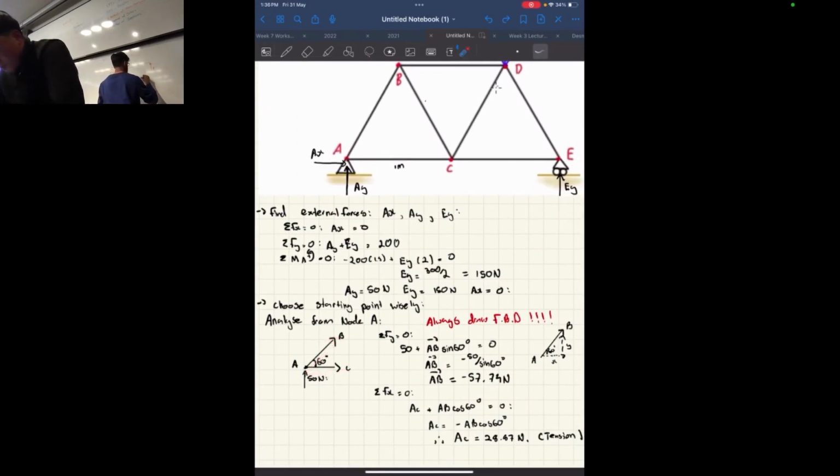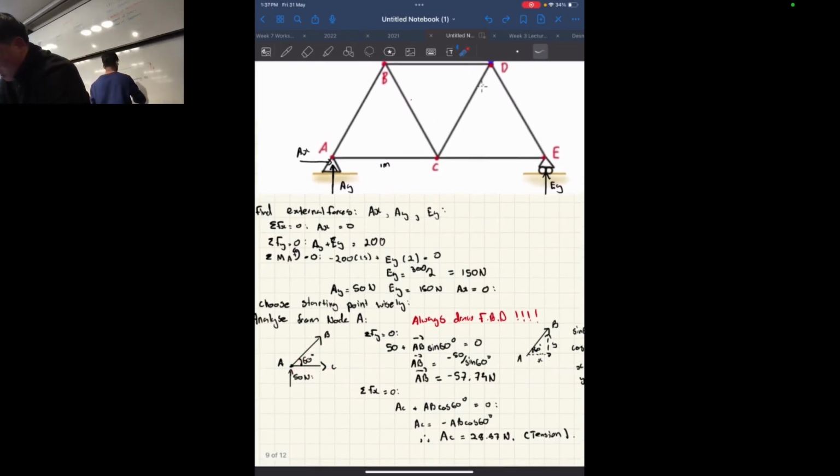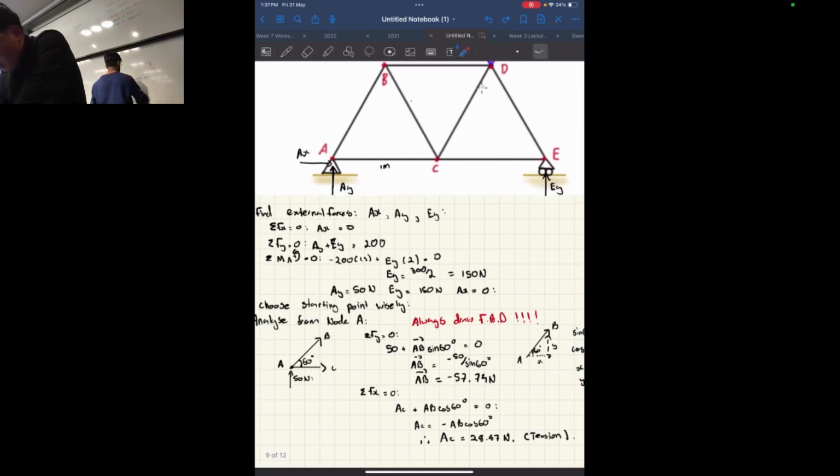So sum of Fy equals 0. So 50 plus AB sine 60, because imagine here, this is a vector and you're trying to add it up there. So this is the x-component and this is the y-component, and they're both moving in the positive direction. So in the y it's going to be sine, and in the x it's going to be cos. Yep, understood.